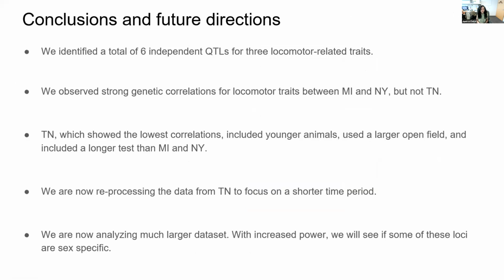So in conclusion, we identified a total of 6 independent QTLs for 3 different locomotor-related traits. And we observed strong genetic correlations for locomotor traits between the Michigan and New York cohorts, but not for Tennessee. And the Tennessee center, which showed the lowest correlation, included younger animals, used a larger open field, and also included a longer test than Michigan and New York.